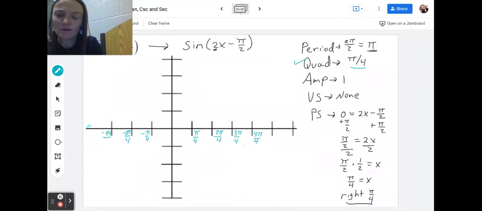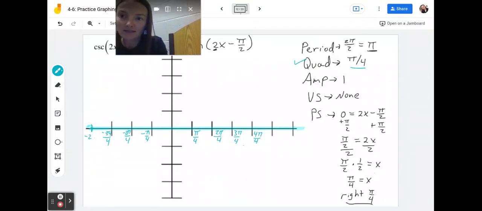Okay, so what we want to do next, while we're done with the quadrant, is jump to the vertical shift. There is no vertical shift, so I'm going to assume that the midline is the x-axis. So we're done with that too. Let's put a little check mark there just to keep us on track.